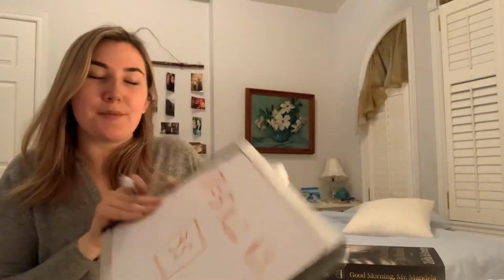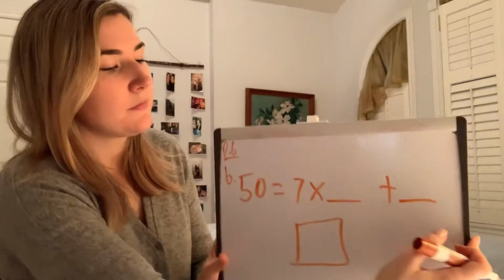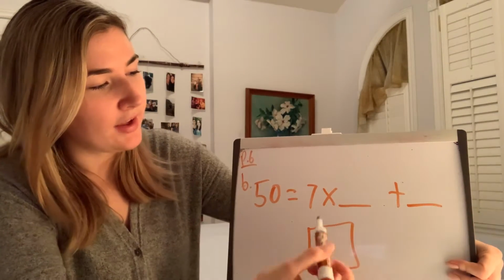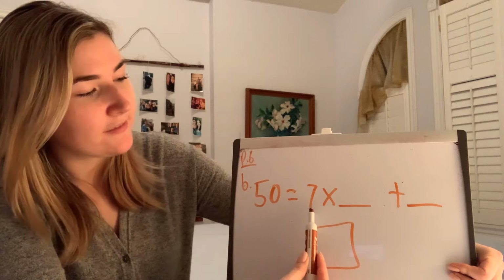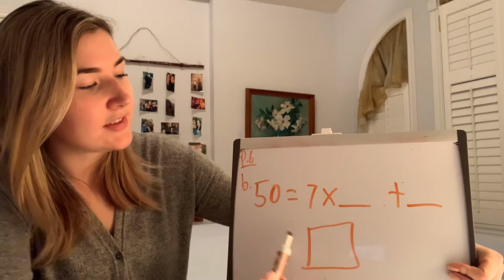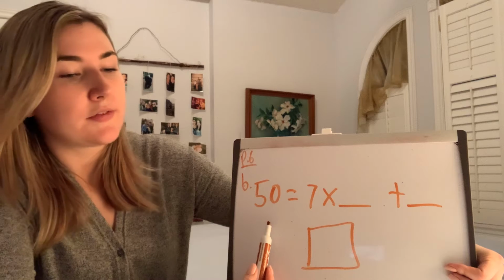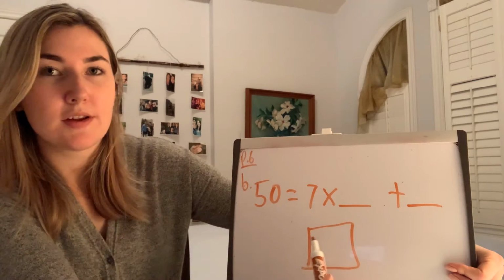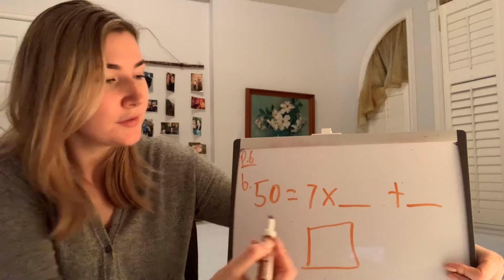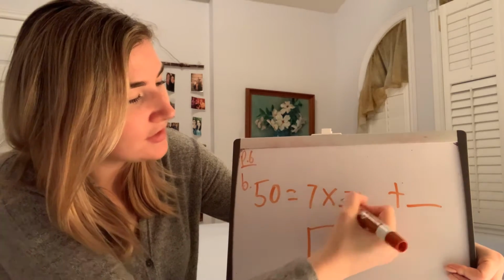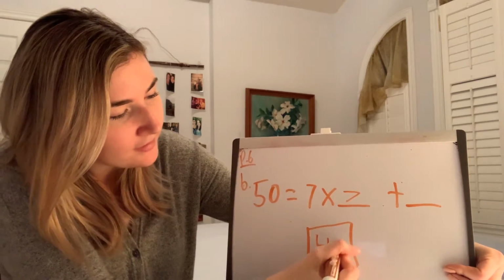We'll do one more example. For B, we have 50 equals 7 times a number plus another number. So now again, we're looking at what number can we multiply by 7 to get a number that's less than 50. So you have to think back. We know 7 times 7 equals 49, which is super close. I think that's a great match. 7 times 7 equals 49.